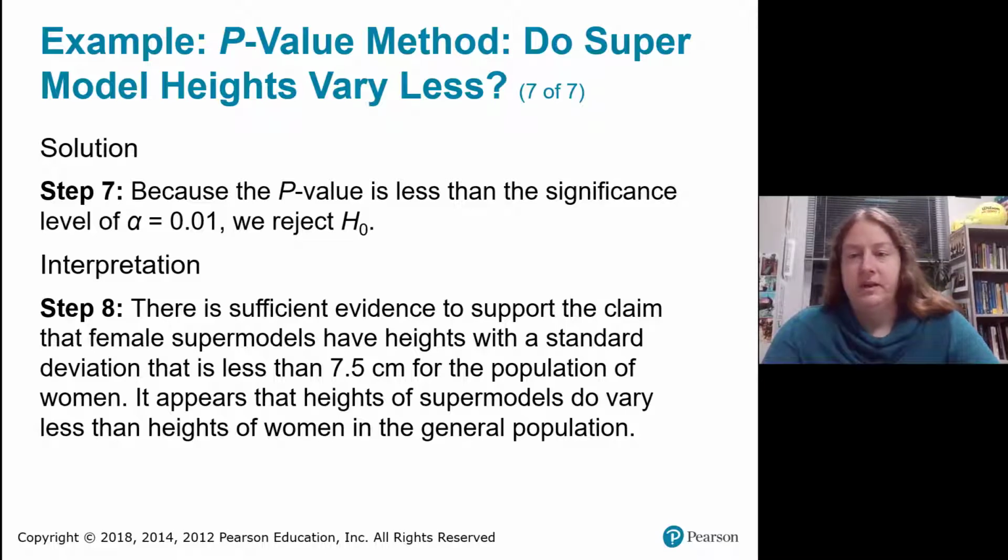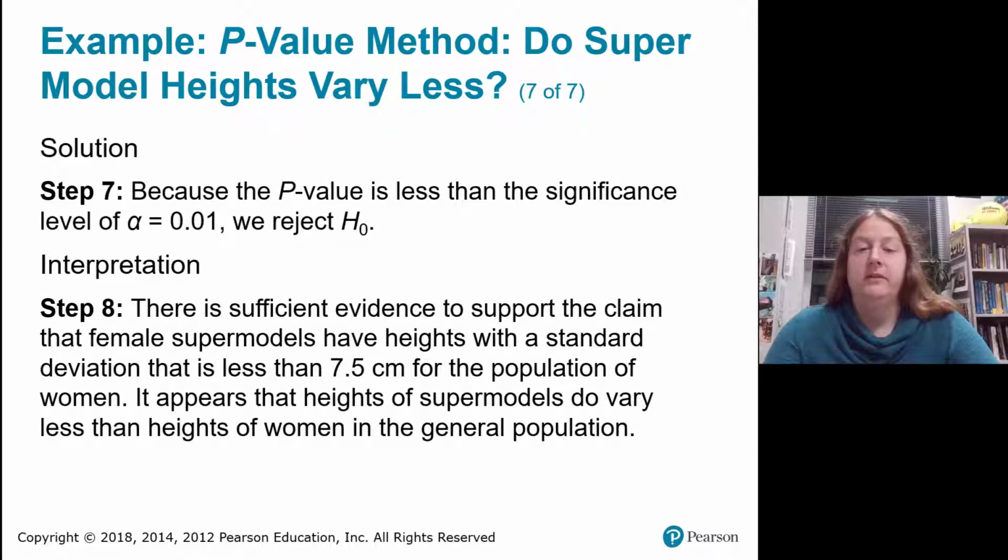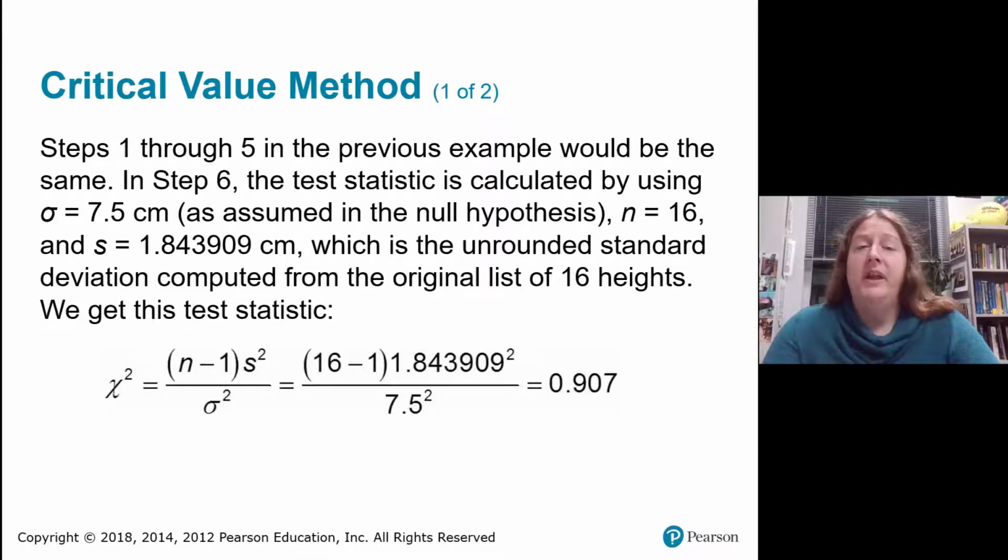So we've done all this work to do this. If we were using the p-value method and using our table, what we would need to do is calculate chi-square, which we're going to look at how to do when we talk about the critical value method. And then we would use table A4 to find the p-value associated with that chi-square value. So let's talk about how we calculate chi-square.